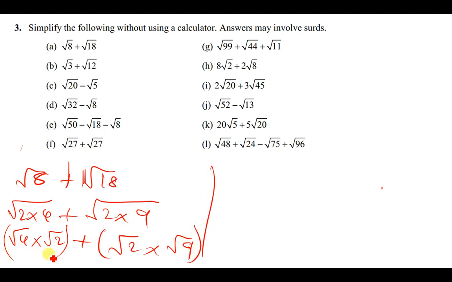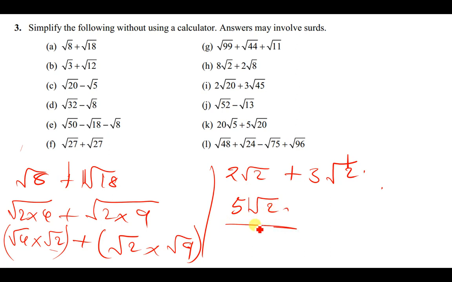So from there, the first part, the root of 4, the answer is 2, times the root of 2. Then we say plus the root of 2 times the root of 9. The root of 9 is simply 3, and then times the root of 2, we have root 2 there. So when you add, since we have the same surds, we can easily add the coefficients. Hence the answer will be 2 plus 3, the answer will be 5 root 2. So this is the answer for the first one.